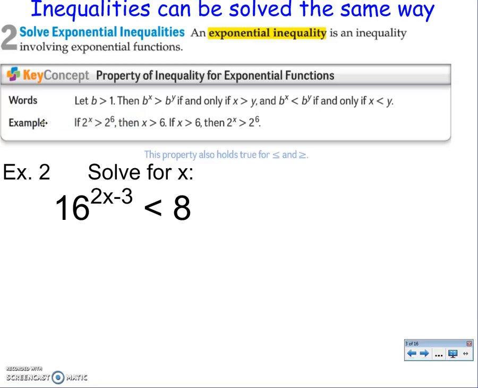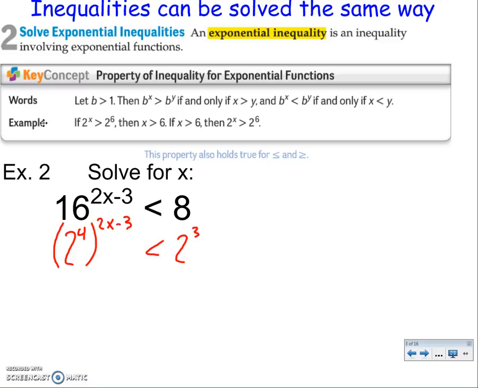Inequalities are solved the exact same way. So instead of an equal sign, we just keep whatever sign it says. So if I do same bases again, well, 16 and 8, 16 can't really turn into 8 by an exponent. But let's fix both sides. We know 8 is 2 to the third power. Now 16 is 2 to the fourth power, because 2 times 2 is 4, times 2 is 8, times 2 is 16. So I can rewrite both of these as bases of 2.